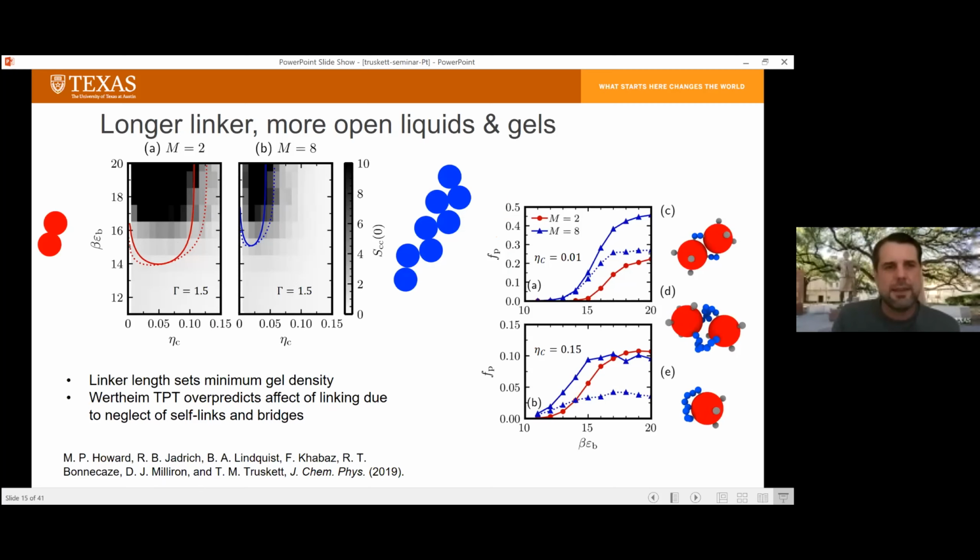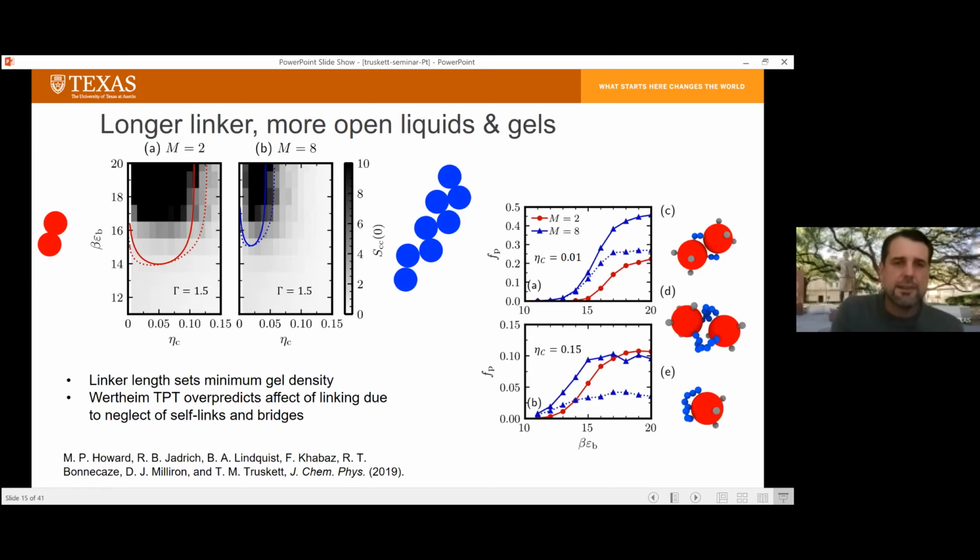And so there are 2 points I want to make here. First is that the linker length sets the minimum gel density in the system. So you can think of the length of the linking molecules as being how you control where this right-hand side of the phase envelope occurs. And so longer linkers can get you lower density or more open gels. The second thing is that Wertheim theory does a pretty good job qualitatively of picking up where the simulated phase behavior or phase transition occurs, with the following caveat.